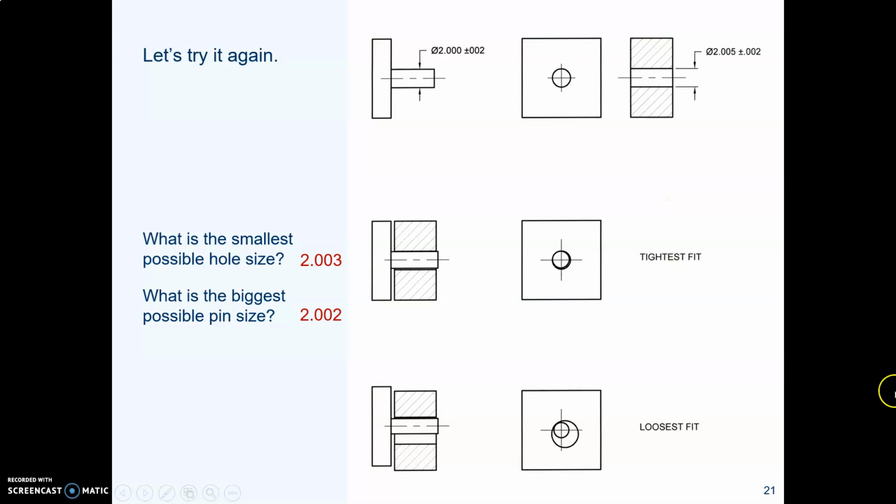We now have, in the worst case, a hole that is 1 thousandth bigger than the pin, 1 thousandth in diameter bigger. That'll be fine as long as nothing is bent or out of round, which takes us to geometric dimensioning and tolerancing next year.